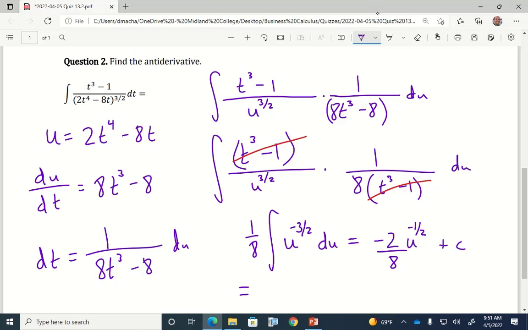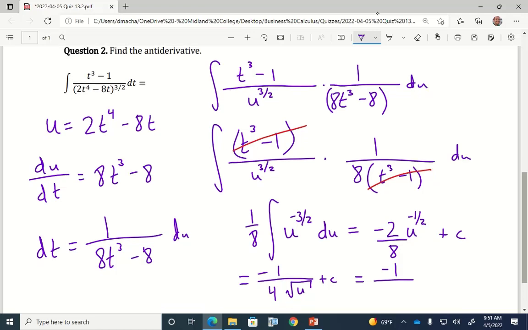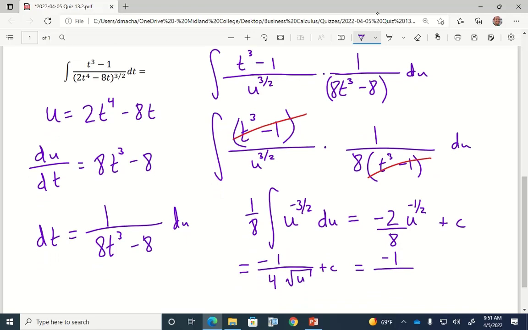Negative 2 over 8 is negative 1/4. And u to the power negative half is just 1 over the square root of u. And then the last thing I have to do is replace u with 2t to the 4th minus 8t. So this is going to be square root 2t to the 4th minus 8t, all plus c.